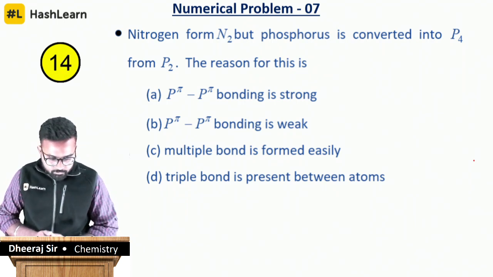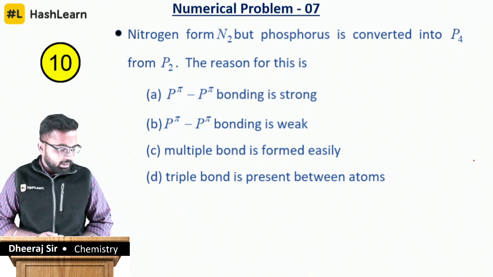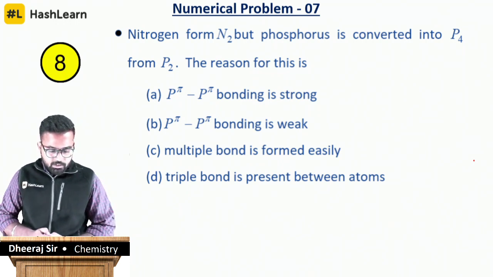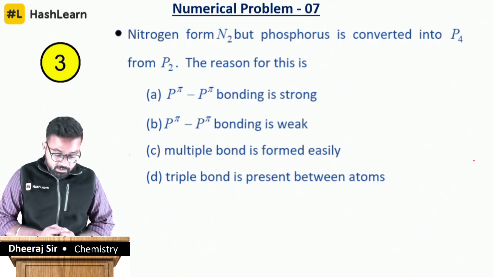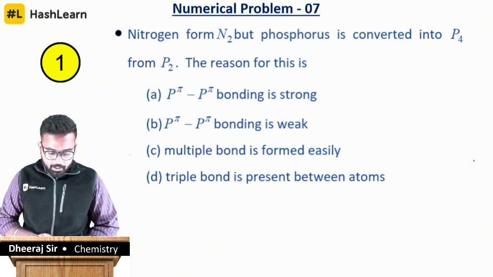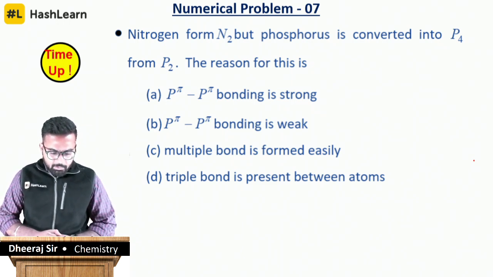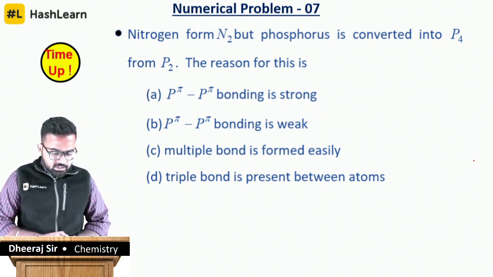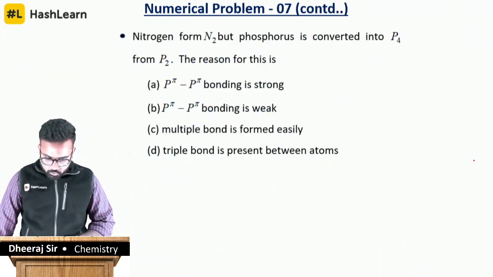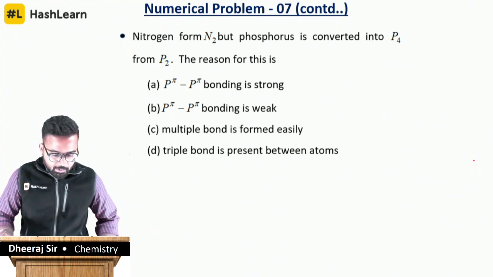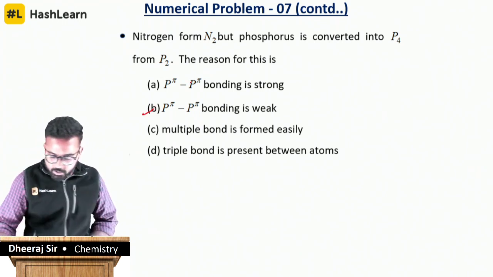Why should phosphorus be in P4 form and not in P2 form? So is it because the pi-pi bonding that you see in phosphorus is strong, or is it because the pi-pi bonding that we see is weak? Multiple bonds are formed easily. Multiple bond is formed easily means the pi-pi bond is strong. Triple bond is present between two atoms. So what is it going to be? So Preeti gives us the answer first. She says the pi-pi bond is weak. Yes, she is right. It is definitely option B.